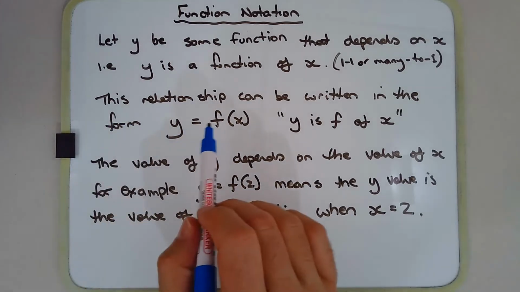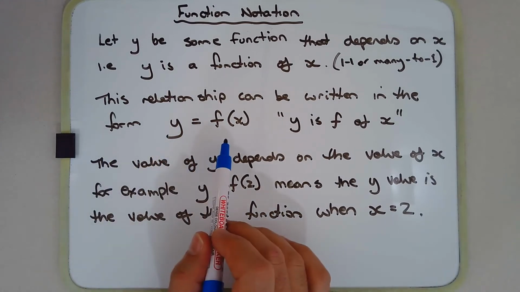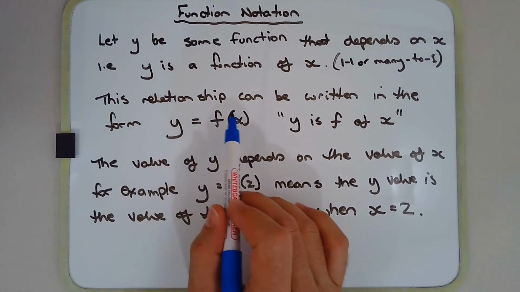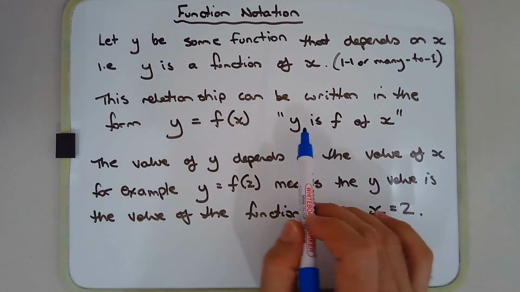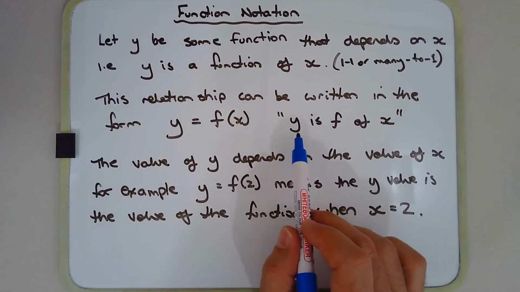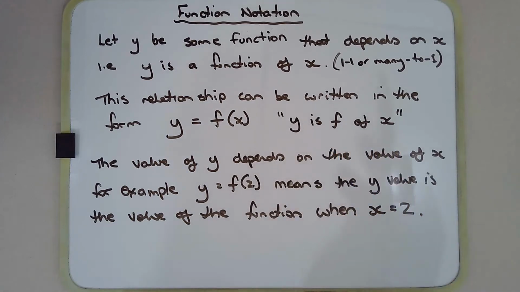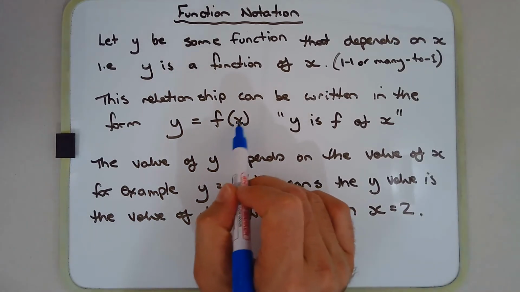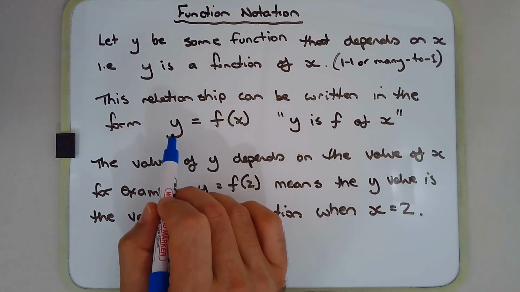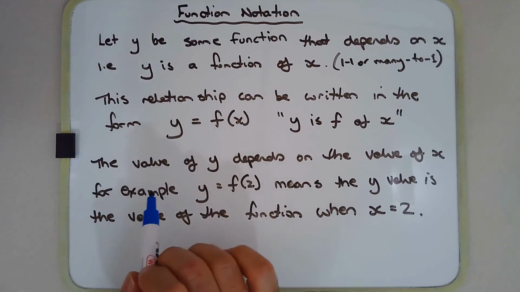So this relationship can be written in a special form. It's actually in the form y equals f(x). The way we say this is, we say that y is f of x. That just means y is a function of x. Again, the independent variable goes in the brackets here. The dependent variable goes on the outside, on the other side of the equal sign.